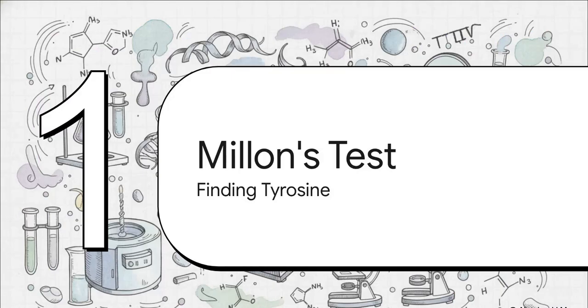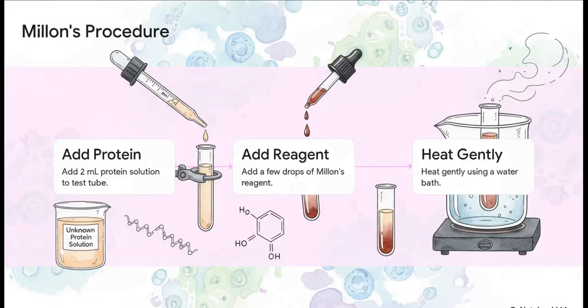Section 2, Millon's Test, finding tyrosine, the hunt for the phenolic group. So let's walk through the actual physical procedure you'd perform at the lab bench for our first case. We are hunting for a specific molecular target called tyrosine, looking for its unique phenolic group. First, you're going to take exactly 2 milliliters of your unknown protein solution and add it to a clean test tube. Next, you introduce your interrogator, in this case, just a few drops of Millon's reagent.